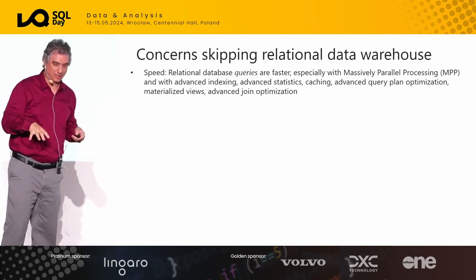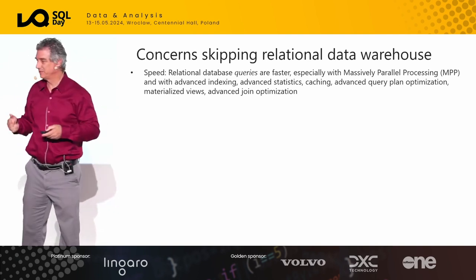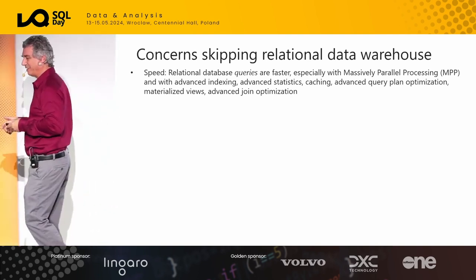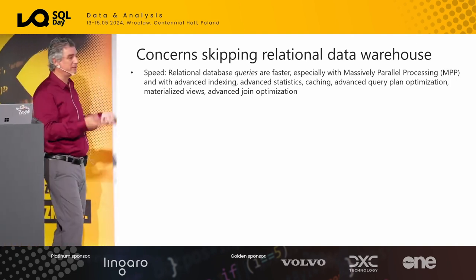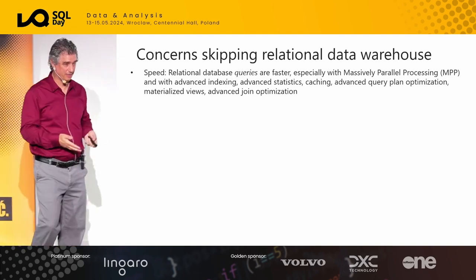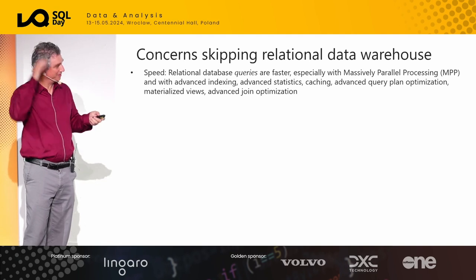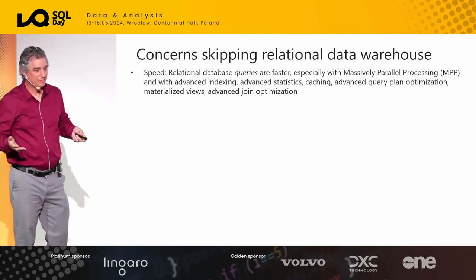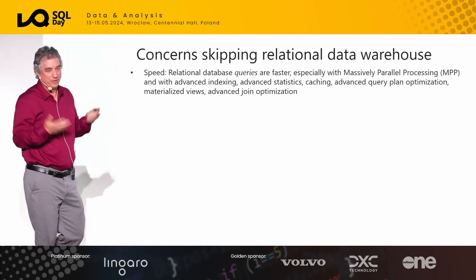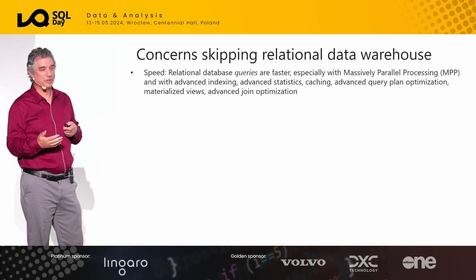So you have that technology in a relational data warehouse. You also have indexing and statistics and caching and query plan optimization, materialized views, all these things that don't exist in a data lake or a Delta Lake. So I'm going to sacrifice some speed. Now, this is all relative. If the queries only take 3 seconds in a Delta Lake, that's fine. But if you say I need millisecond response time, then that could be a problem.